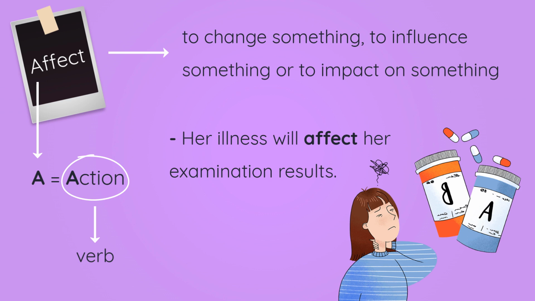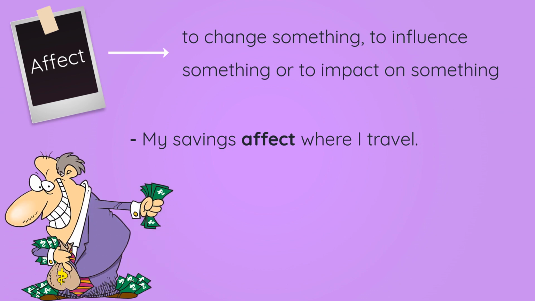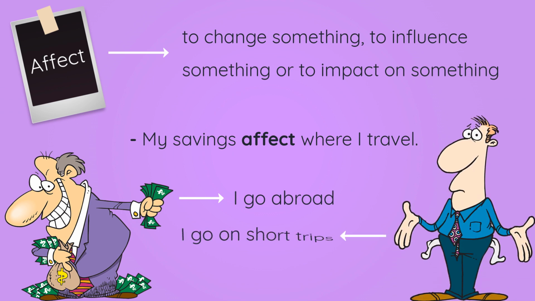So in all of these examples, affect is a verb. Affect is a synonym of change and influence. So one thing is changing or influencing another thing. My savings, that's the money that I save. My savings affect where I travel. When I have a lot of savings, I go abroad for my holidays. When I don't have a lot of savings, I go on short trips near my home, often to visit friends. The amount of money that I have saved influences where I go for my holidays.